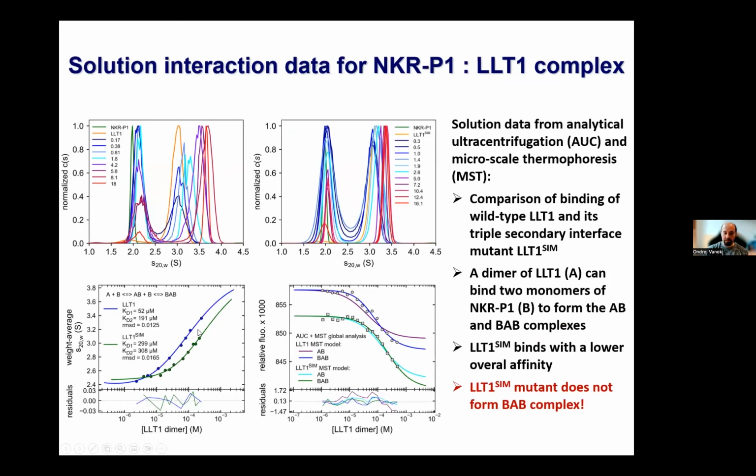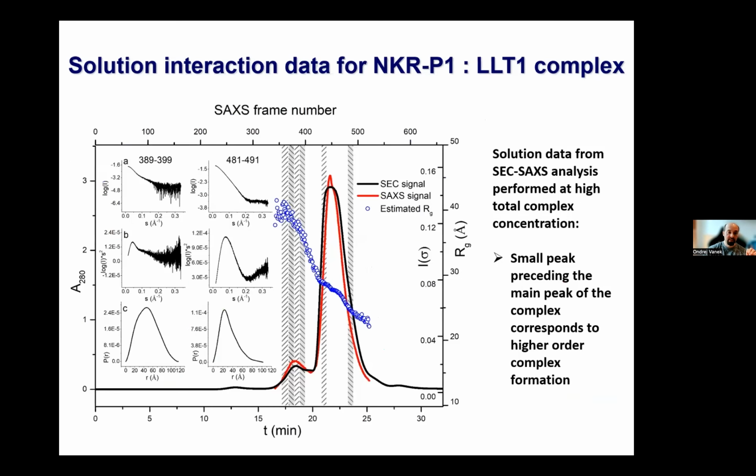And I was able to globally fit these biophysical data. And the question was, is it an A to B interaction, or do we have a dimer interacting with a monomer, like a BAB interaction? Basically, based on this, we were able to confirm that the wild type is forming this expected complex, where on a dimer of LLT1 we have two monomers of NKRP1, whereas for the mutant we only see a dimer of LLT1 with a monomer of NKRP1 because the other interaction interface is mutated.